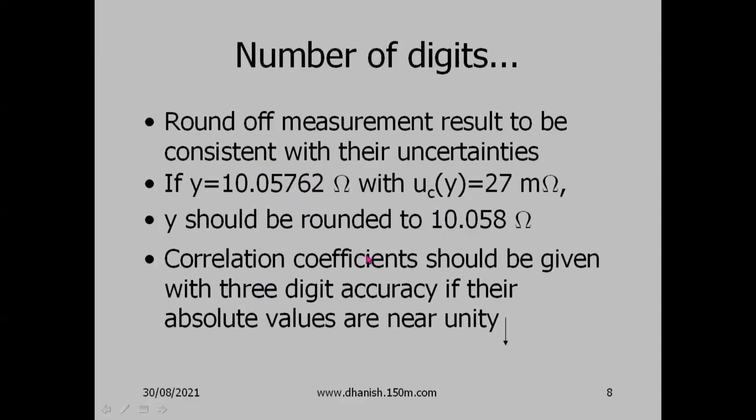So correlation coefficients should be given with 3-digit accuracy if their absolute values are near unity. That is maybe above 0.9 or so, we should give the correlation coefficient to 3 digits. For lower than 0.9, maybe 2 digits are enough for correlation coefficient. Because near 1, even small change may make a large difference. So this is the rule regarding rounding.